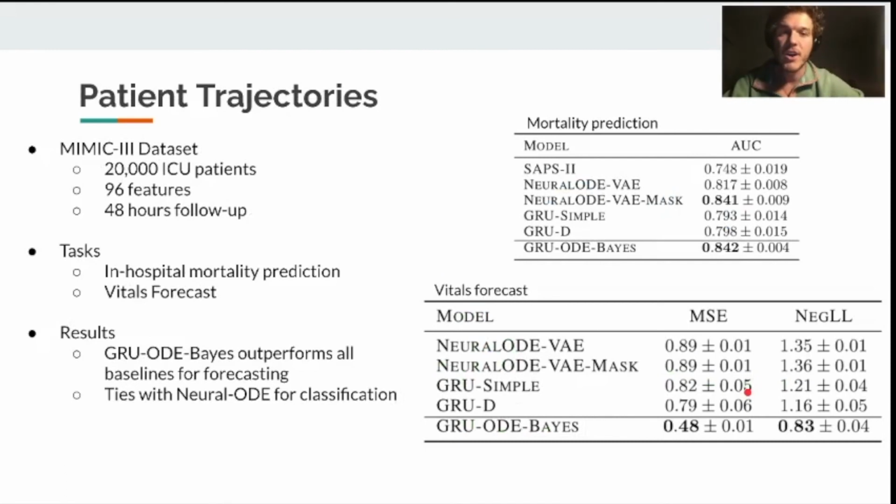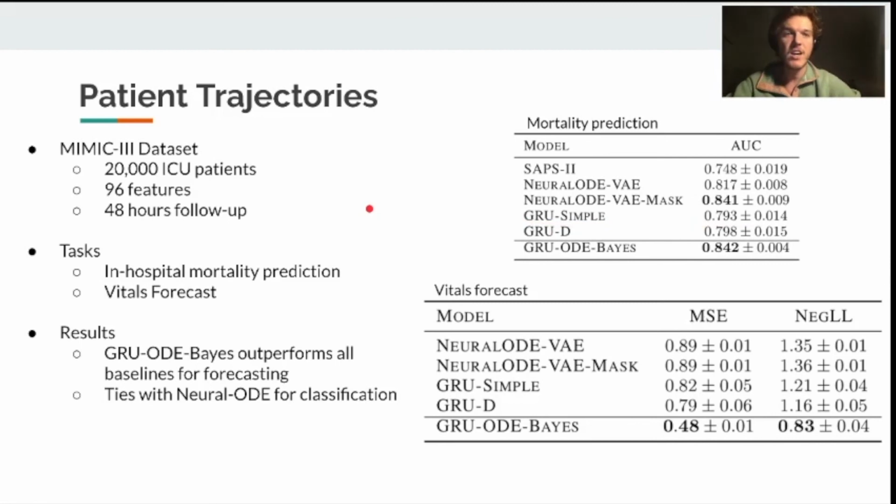We also report the results of our model on a real-world dataset, so for patient trajectories. This consists of the MIMIC-3 dataset, for which we selected 20,000 ICU patients, for which we recorded 96 features over 48 hours follow-up, and we considered two different tasks. The first task was in-hospital mortality prediction. So basically, based on those 48 hours follow-up, trying to predict if that patient would die in the ICU or would be able to survive. And the other one was vitals forecasting. So basically, we would use 36 hours of training data and try to predict what would happen after 36 hours for different vitals of these patients.